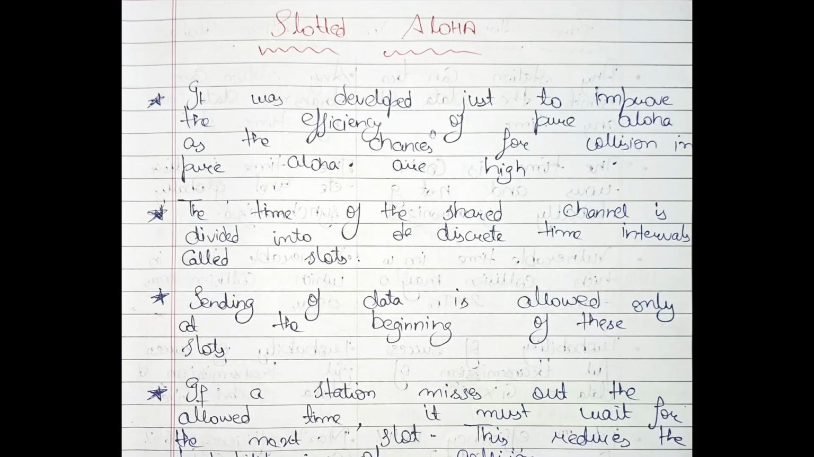Okay, the time of the shared channel is divided into discrete time intervals called slots. Now this is the big difference between slotted Aloha and pure Aloha. Basically, in pure Aloha, you were allowed to send data whenever you wished. However, in this, you have particular slots, like from 1 second to 4 seconds is a slot. Then the next slot will be like from 6 seconds to, suppose, 10 seconds. So you have this type of slots.